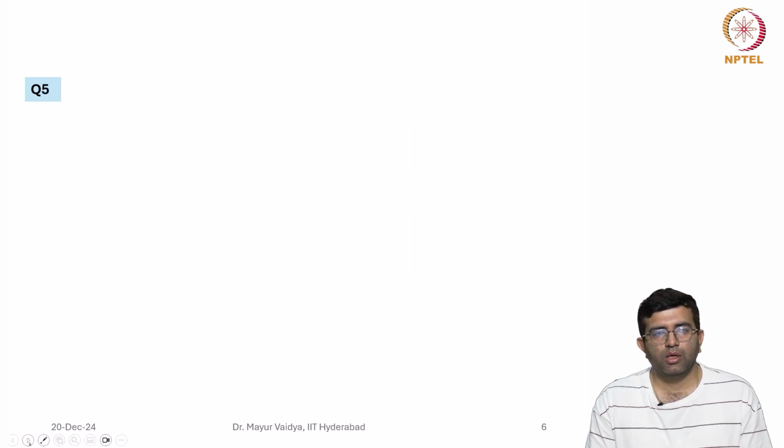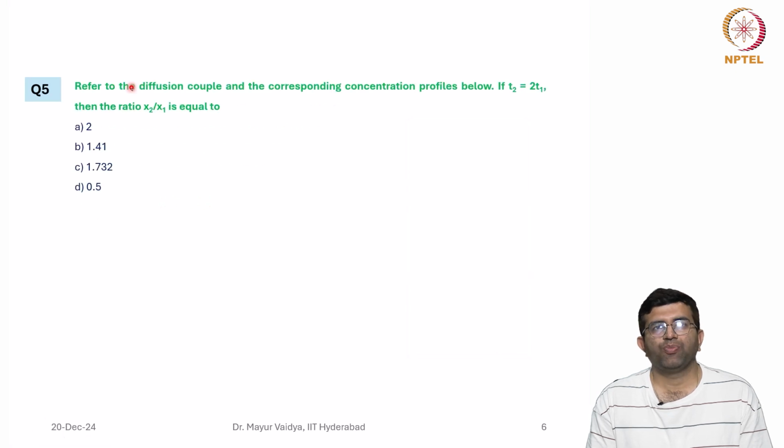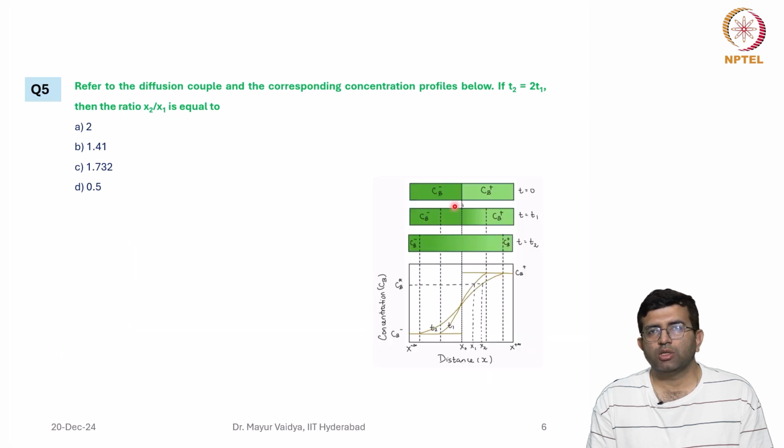Moving on to question number 5. Refer to the diffusion couple and the concentration profiles below. So here, if T2 is equal to T1, then the ratio X2 by X1 is equal to. So you see that what we are talking about is a diffusion couple, Cb minus and Cb plus. After annealing at some temperature and time t equal to T1, the interdiffusion zone thickness is this, which becomes larger when you anneal for a longer time. And this is the composition profile at T1, this is at T2.